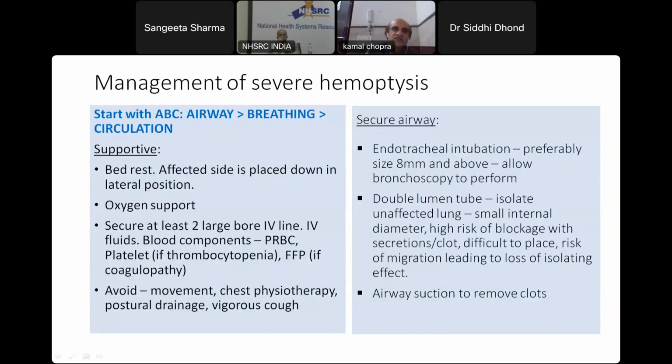Treatment depends on supportive measures like rest, oxygen. We have to maintain their bronchial airway. If there is hemoptysis, it should be aspirated immediately. Patient should avoid movement. Chest physiotherapy should be avoided, and the basic cause is to be treated.